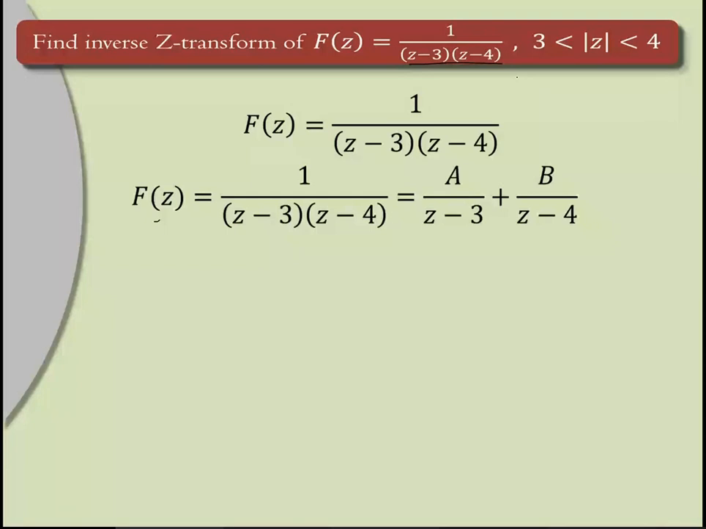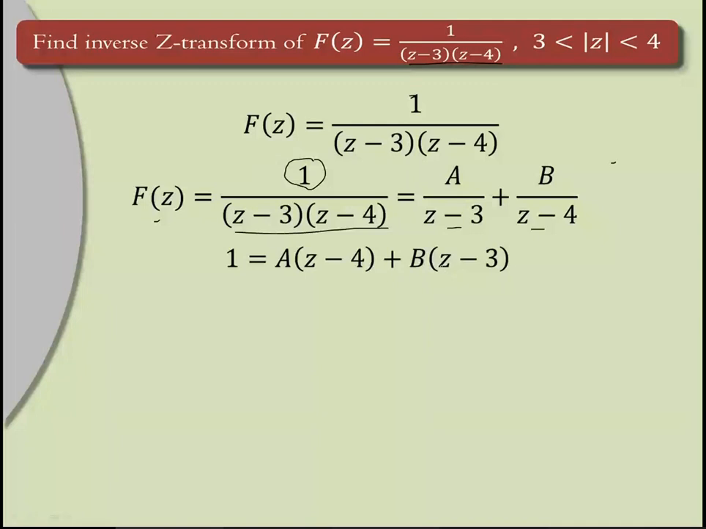1 upon (z minus 3)(z minus 4), we can write it as a upon z minus 3 plus b upon z minus 4, just separating them by using partial fractions. Now do the cross multiplication. Take all these terms to the other side. So 1 is equal to a into z minus 3 gets cancelled, a into z minus 4, plus b into z minus 4 gets cancelled, it will be b into z minus 3. So 1 is equal to a into (z minus 4) plus b into (z minus 3).